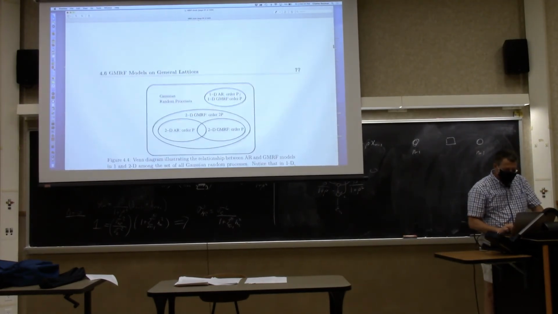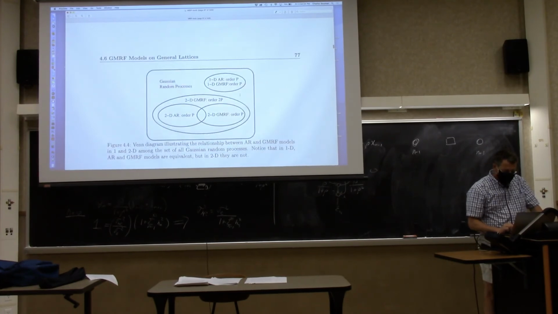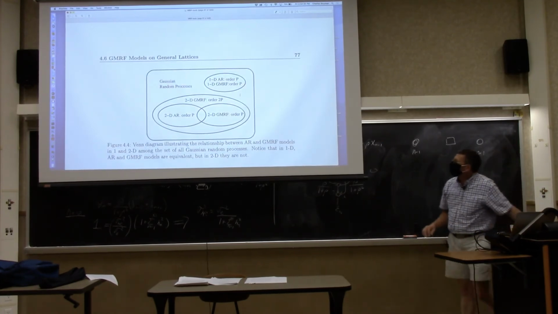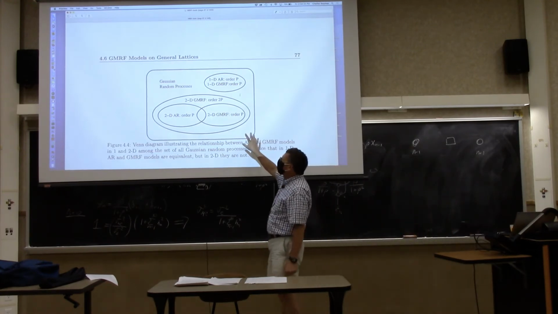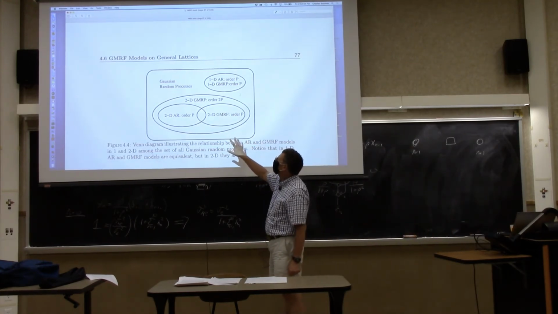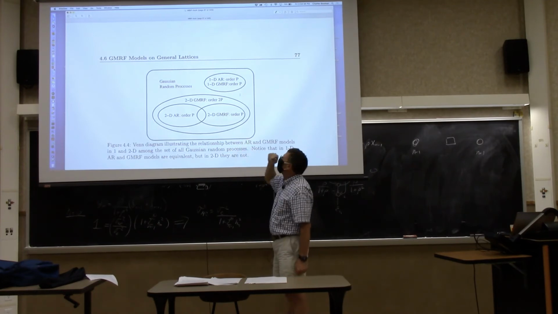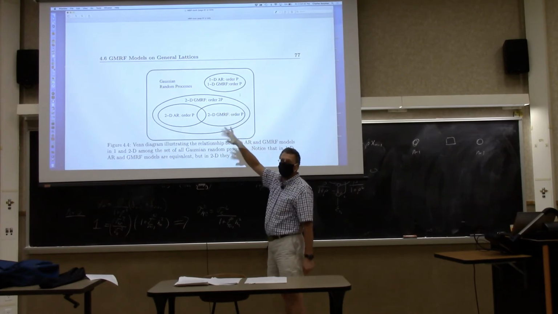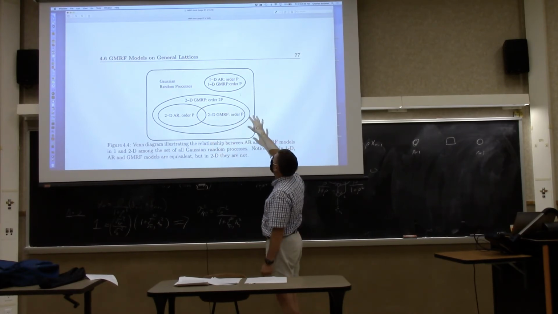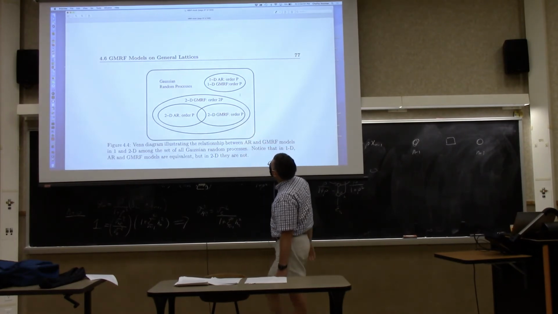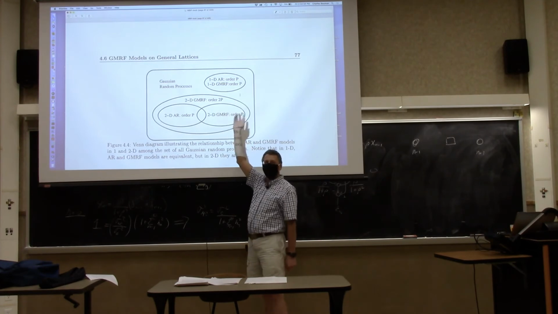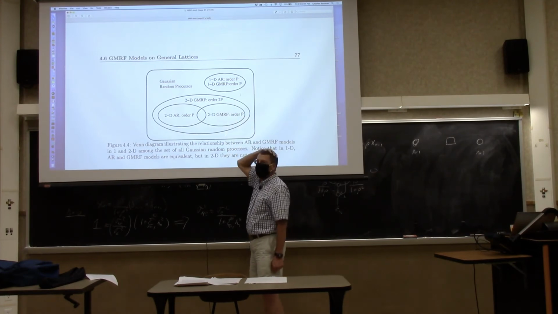So this diagram's kind of interesting, in my opinion. This is sort of a taxonomy of models, okay? So you have the set of all Gaussian random processes, right? And then you have 1D AR and Gaussian model random processes. They're kind of disjoint, okay? Right?